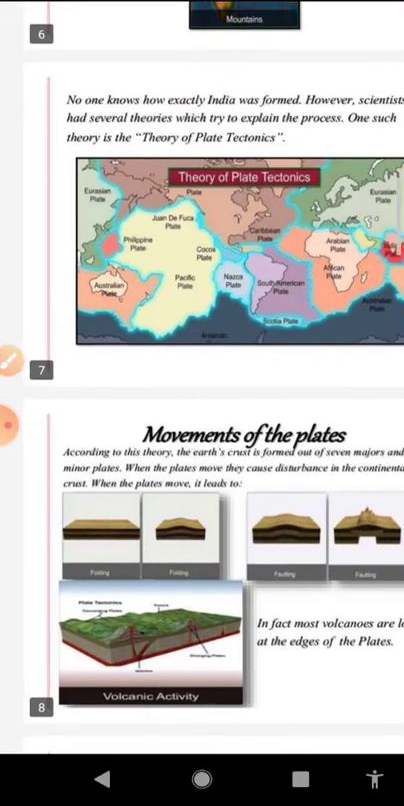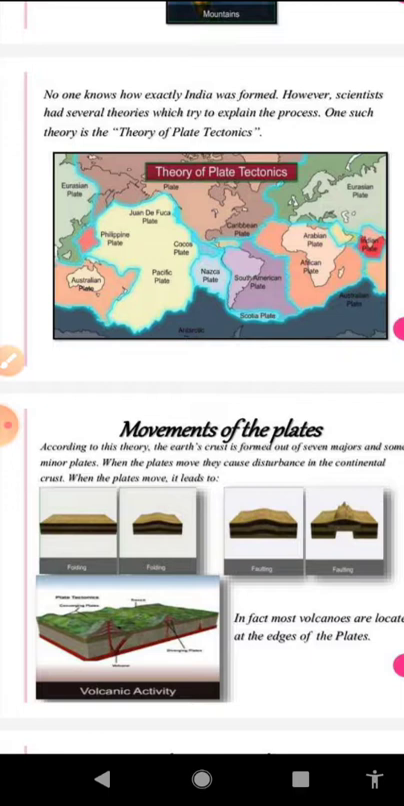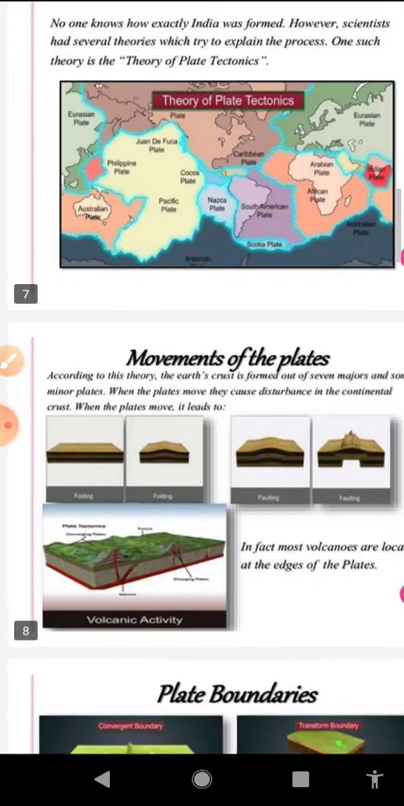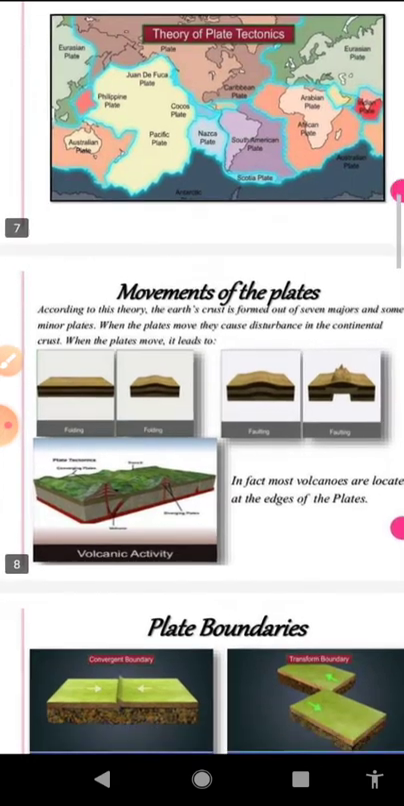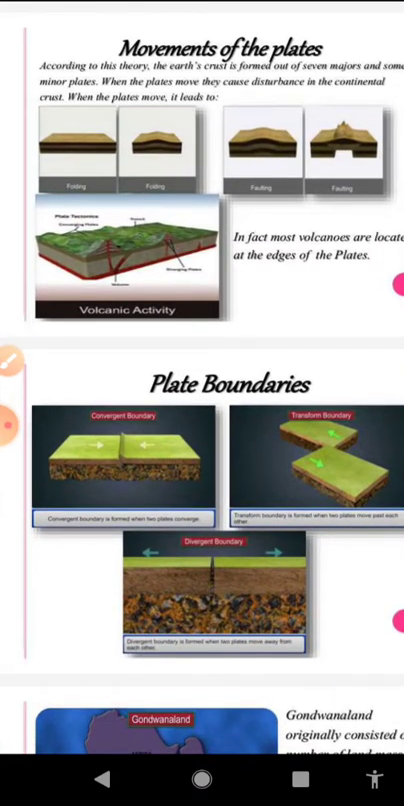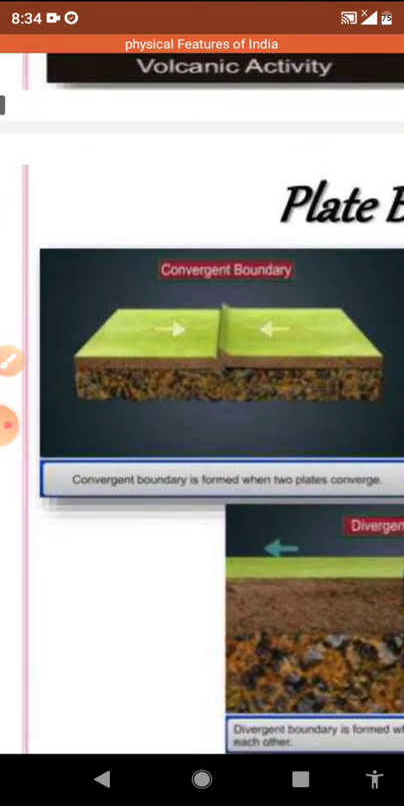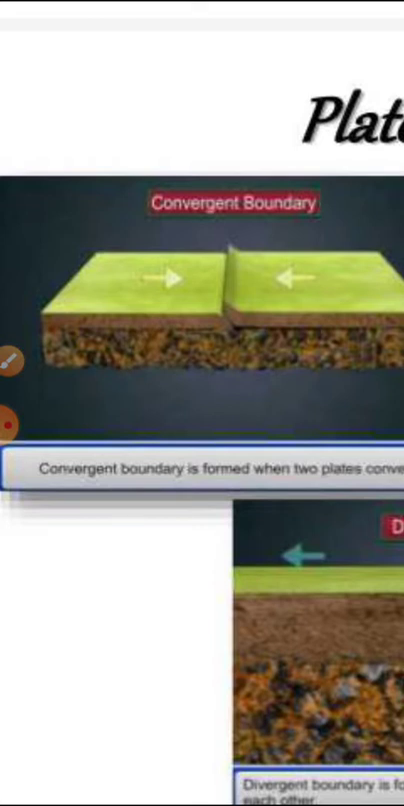The movement of tectonic plates can be of 3 types. There are 3 types of movement in the tectonic plates. Here you can see the movements that have been shown. The first movement is the convergent movement of the tectonic plates. Here you can see 2 plates moving towards one another. When 2 plates are moving towards one another, this type of movement is known as convergent movement of tectonic plates, and these plates are forming a convergent boundary.